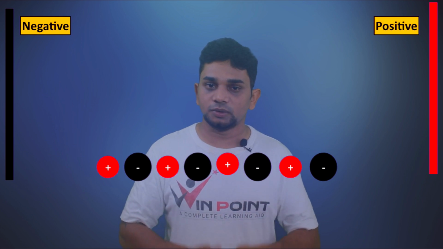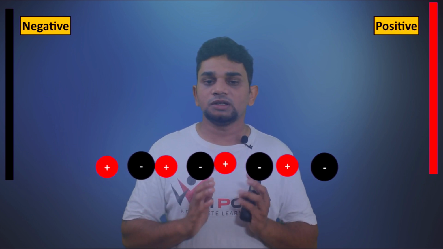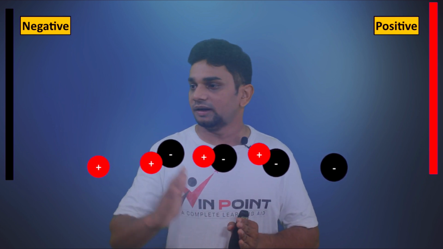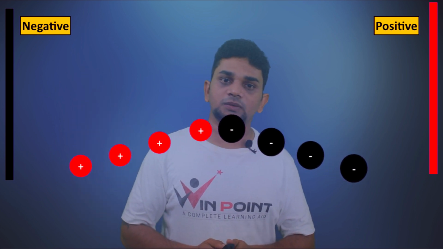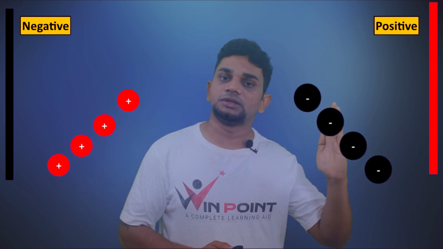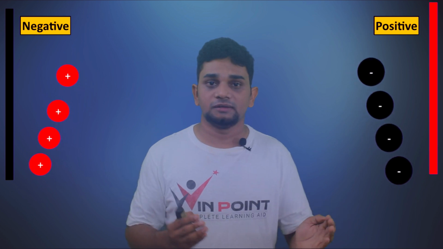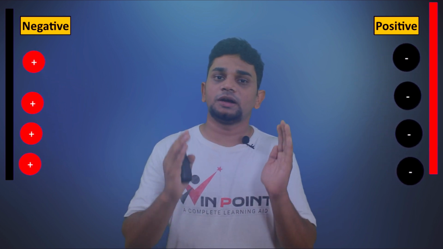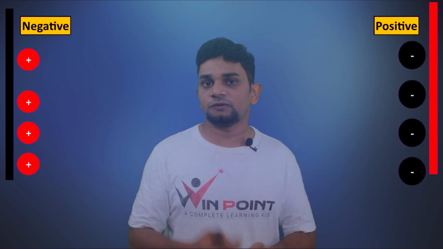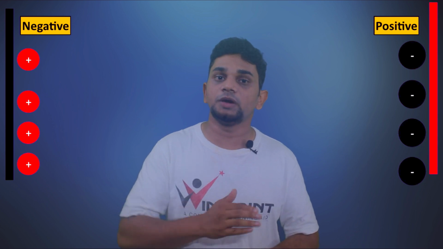They are going to move. You can see the movement now. All the positive ions will move to the negative electrode, and all the negative ions will move to the positive electrode. So ions are moving. Ions are moving means there will be conduction of electricity. So the reason for conduction of electricity is movement of ions.